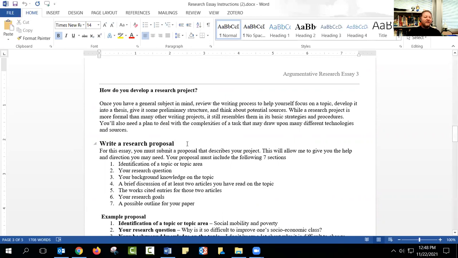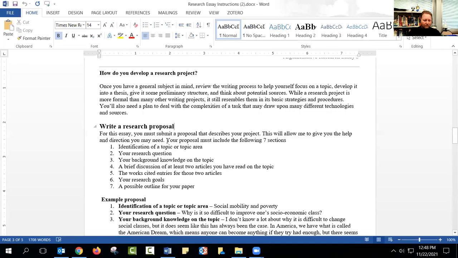Don't do that, right? The purpose of the proposal is to make sure that you know what you're doing and that I can see if you're headed in the right direction before you waste too much time writing the essay. So the proposal is designed to make you more successful in the essay. This kind of proposal will have these 7 different steps.